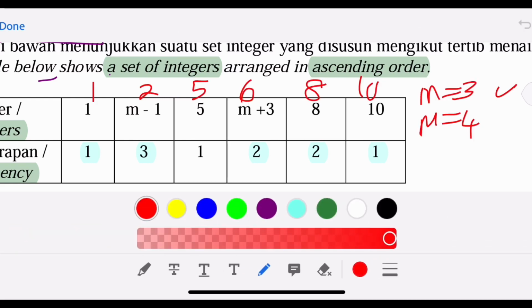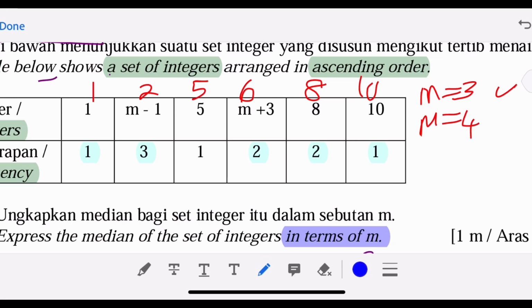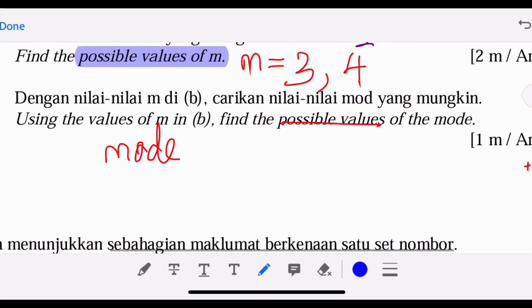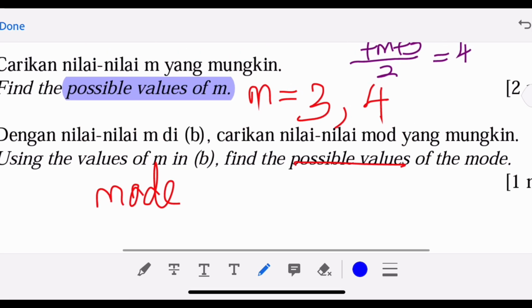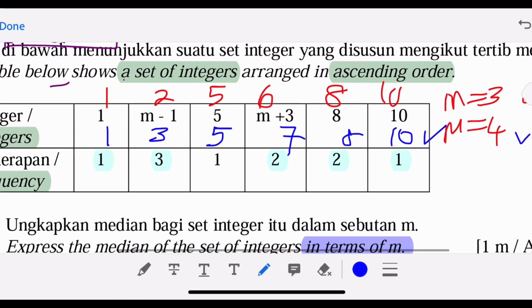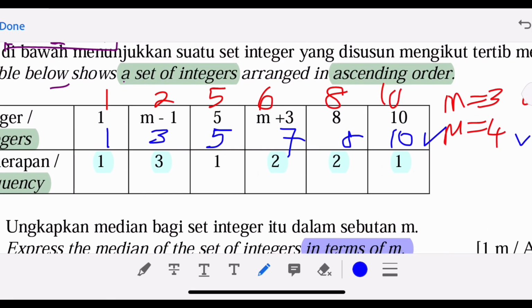And when m is 4, your integers will be 1, 4 minus 1 is 3, right? 1, 3, 5, and then 4 plus 3 is 7, right? 1, 3, 5, 7, 8, and 10. So the mode is actually the highest frequency. And the highest frequency is 3, right? So we are having score 2 and 3. So the mode will be 2 and 3 if the m is 3 and 4, right?